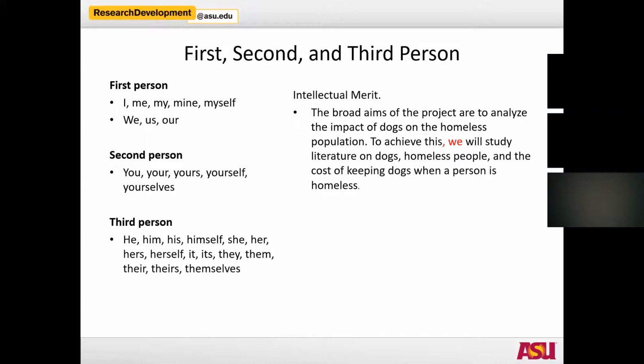So the intellectual merit. The broad aims of this project are to analyze the impact of dogs on the homeless population. To achieve this, you could say the literature on dogs will be studied, but that would make it passive voice. That would make it bad. So to achieve this, we will study the literature on dogs. That makes it much better. Be careful, though, in some things, some proposals, you're not allowed to use first person.